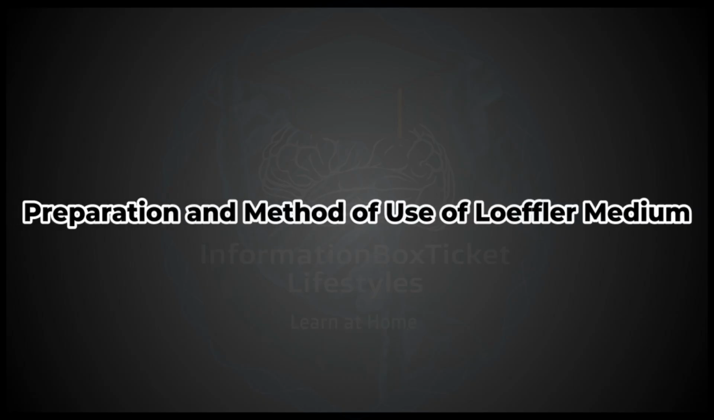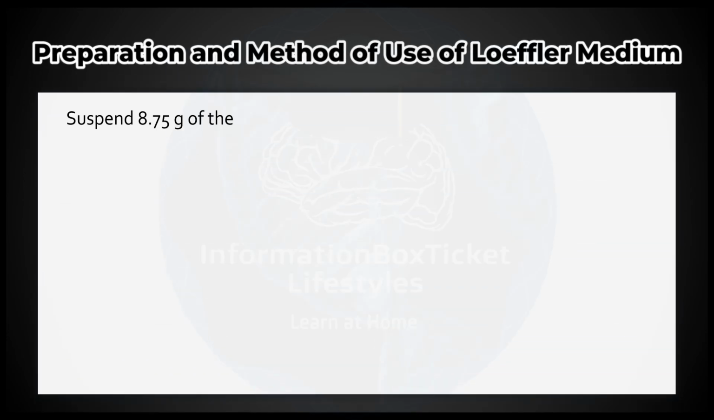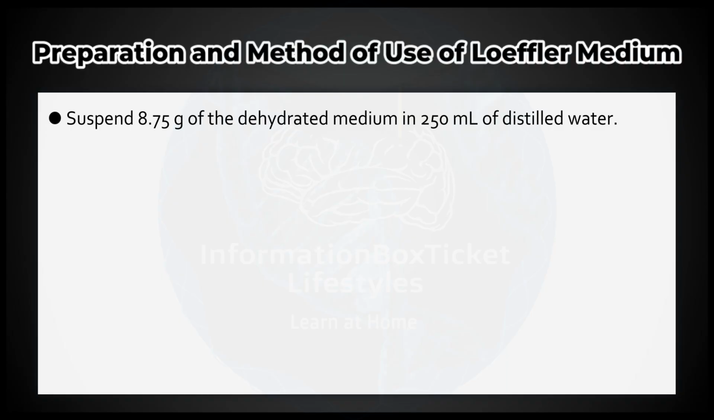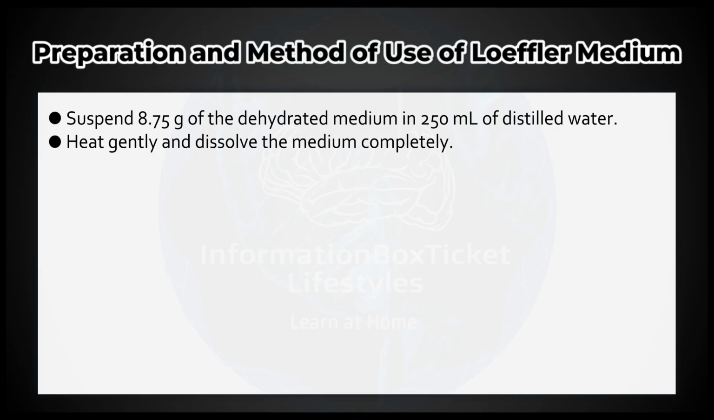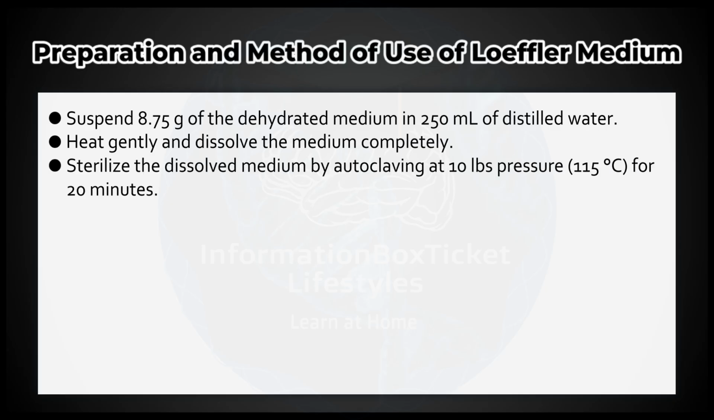Preparation and method of use of Loeffler Medium. Suspend 8.75 grams of the dehydrated medium in 250 milliliters of distilled water. Heat gently and dissolve the medium completely. Sterilize the dissolved medium by autoclaving at 10 pounds pressure, 115 degrees Celsius, for 20 minutes. Allow the medium to cool to 50 to 55 degrees Celsius.